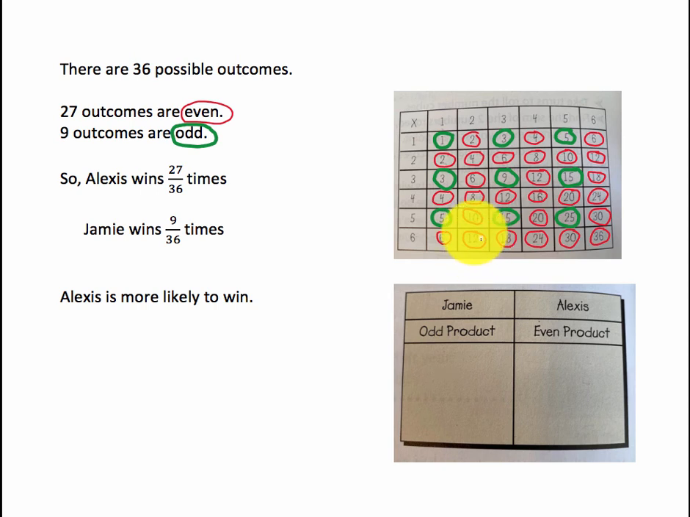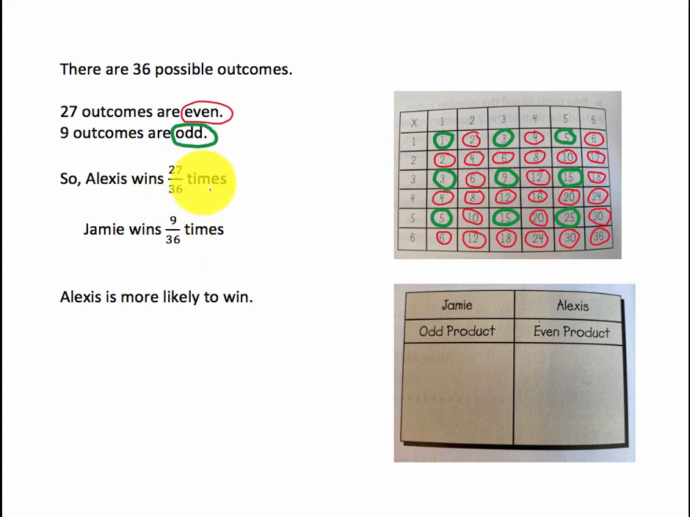Now, as a fraction, well, I know there's 36 possible outcomes here, and the chance of Alexis getting a point, well, if you count them all, there's going to be 27 red circles here. So that means that Alexis has a 27 in 36 chance of getting a point. Whereas Jamie, there's only 9 green circles. So Jamie has a 9 in 36 chance.